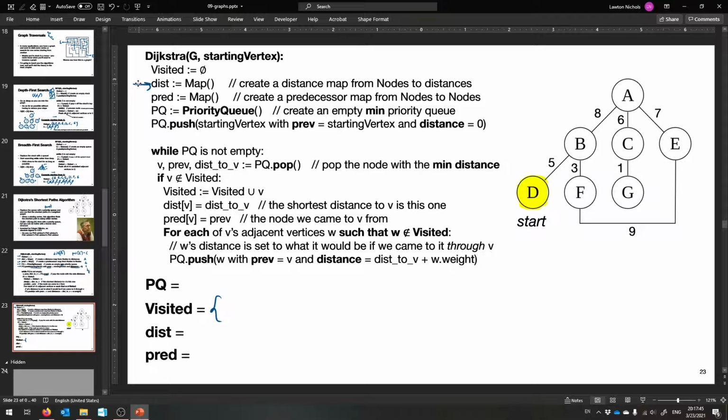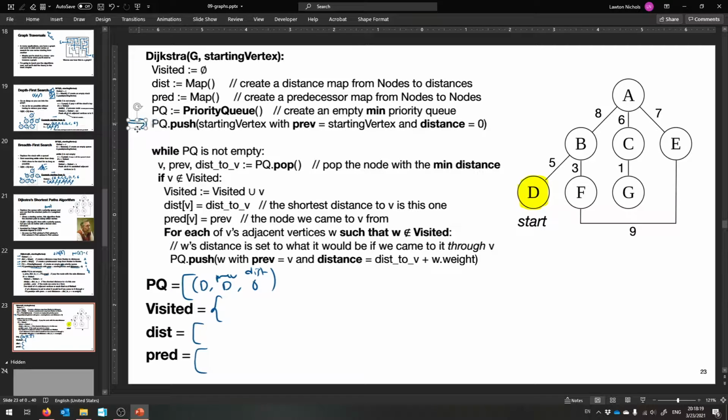Distance map starts out being empty. Predecessor map starts out being empty. Our priority queue starts out being empty, and we're going to add to it the starting vertex, which is D, and we're also going to give it a previous value, which equals our starting vertex. Like prev is D itself. We're giving it a little self loop there. It doesn't really matter for the starting one. And then we're also going to say the distance is 0. Okay? So that's our priority queue.